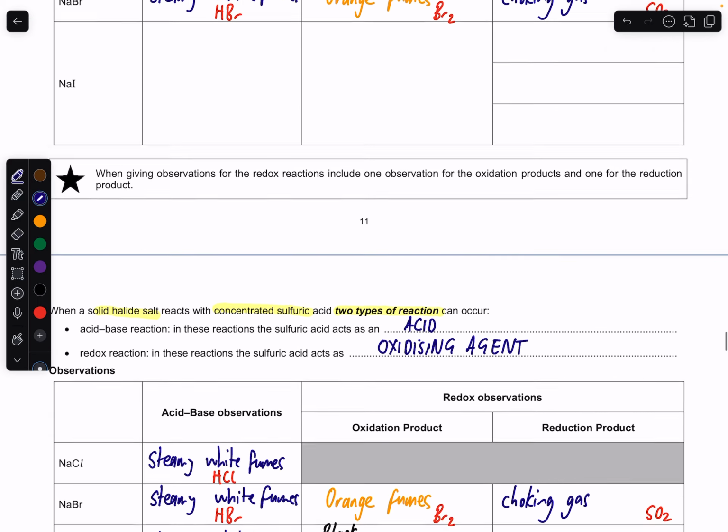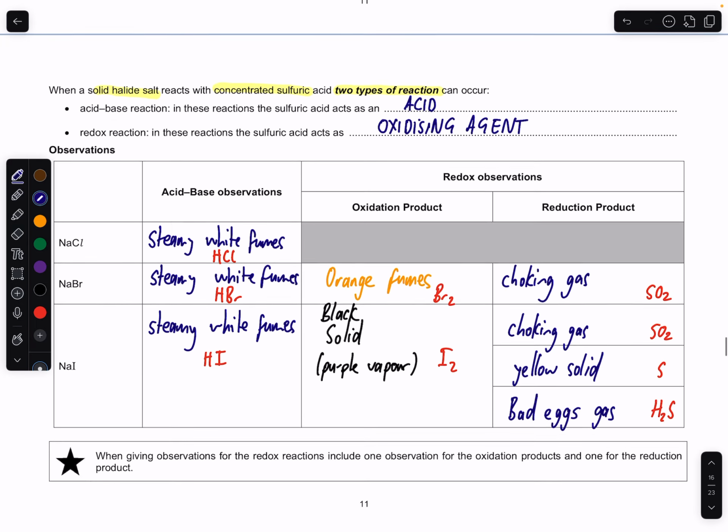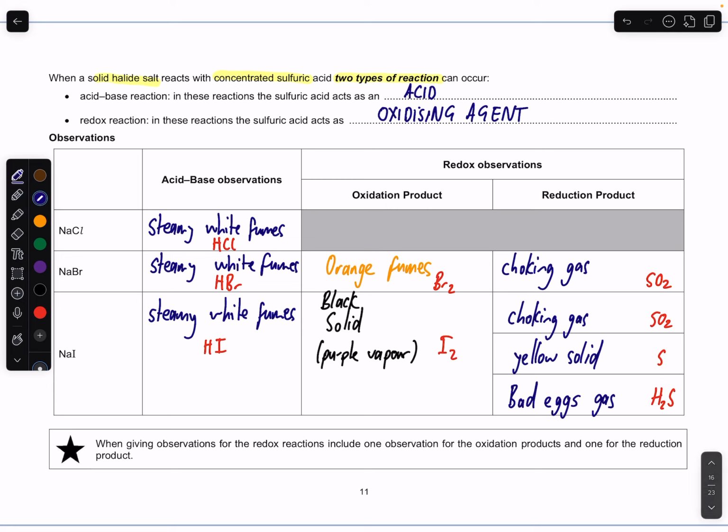And lastly, with the sodium iodide, we are going to get the acid-base reaction again. So we're going to see steamy white fumes, this time of hydrogen iodide. And then our oxidation product is iodine, and our observation for that would be a black solid. You might also see some purple vapour when the iodine gets warm enough to turn into a vapour. And our reduction products, well, we're going to get three. We're going to get sulfur dioxide, sulfur and hydrogen sulfide. So the observations that we've got there: the choking gas for sulfur dioxide, yellow solid of sulfur, and then the bad eggs gas of hydrogen sulfide.